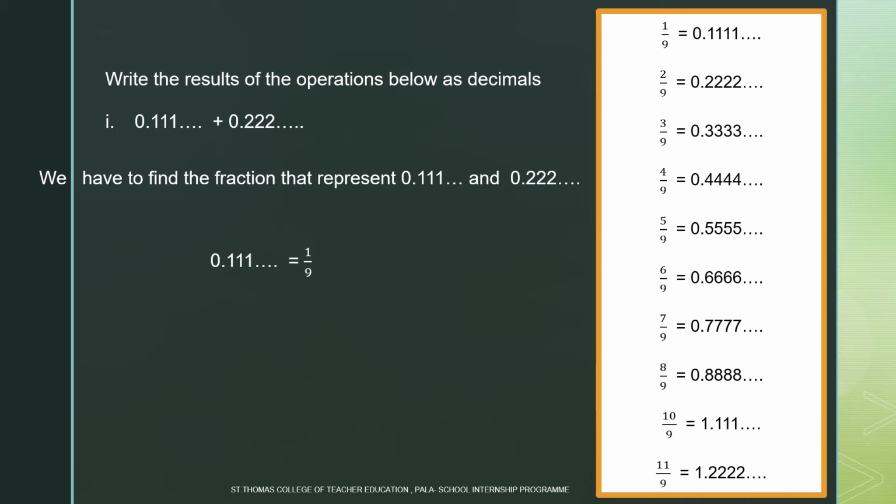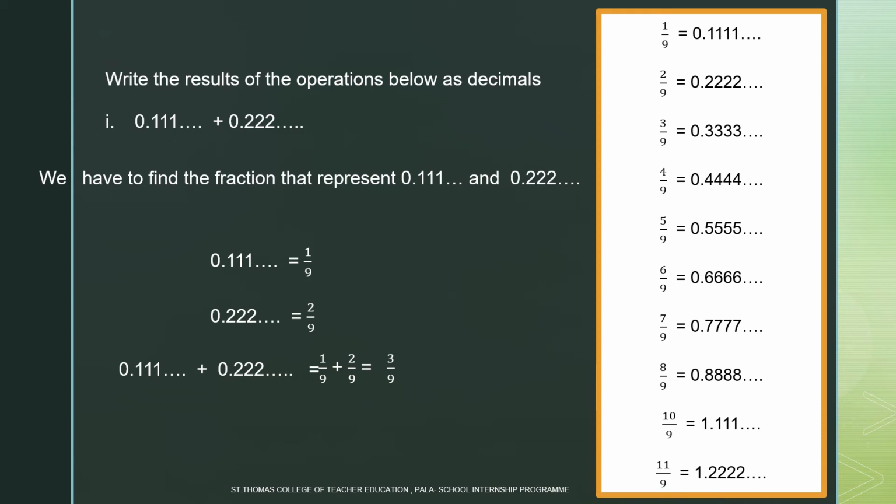Yes, it's 1 by 9. What about 0.222? It's 2 by 9. So, now coming back to our problem. We have to add these two. So, instead of adding these two decimals, we will add the fractions. So, 1 by 9 plus 2 by 9 is equivalent to 3 by 9. Why? Here the denominator is same.